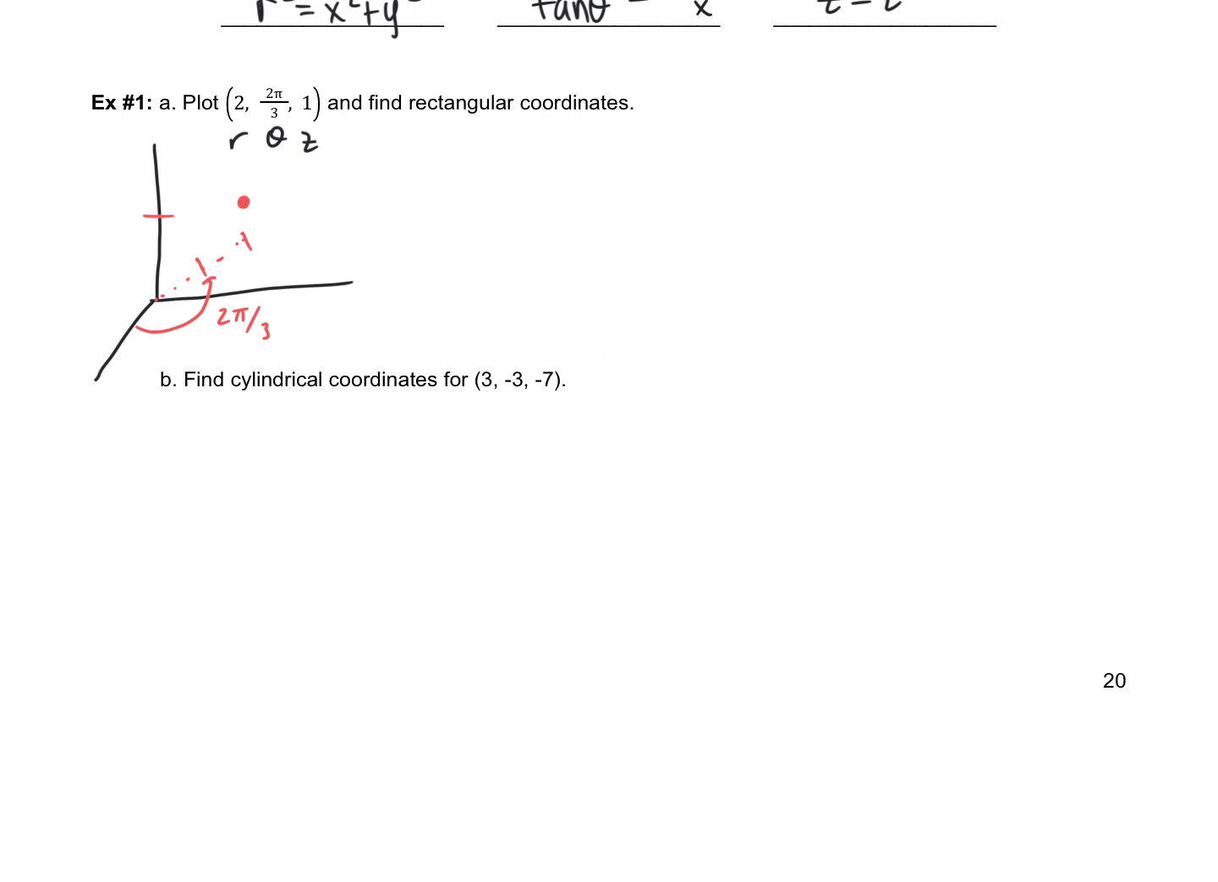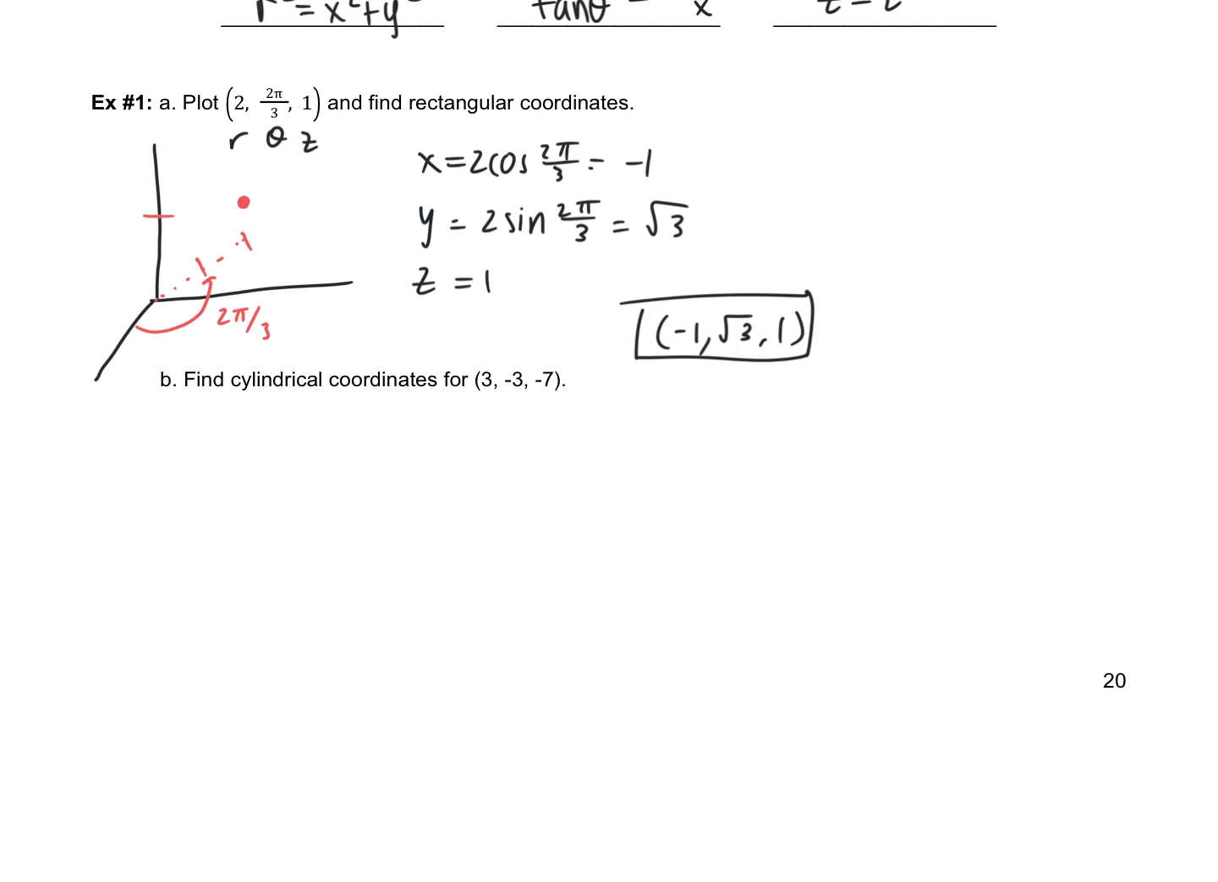So then if we convert to rectangular, we have our x is equal to 2 cosine of 2π over 3, which is going to be -1. Our y is 2 sine of 2π over 3, which is going to be √3. And our z just stays z. So this same point can be expressed as (-1, √3, 1). Now, just make sure that that makes sense. Does the point that we have plotted, does it make sense that it would have a negative x value, but positive y and z? Well, yes, that checks out.